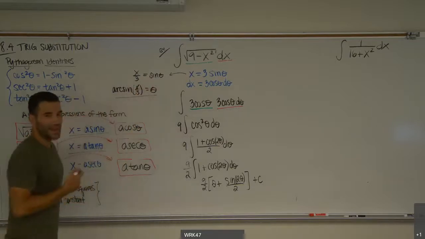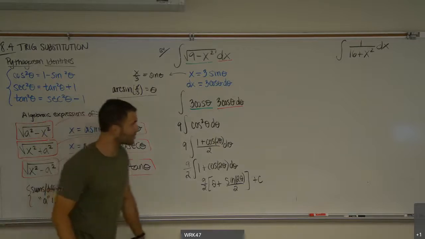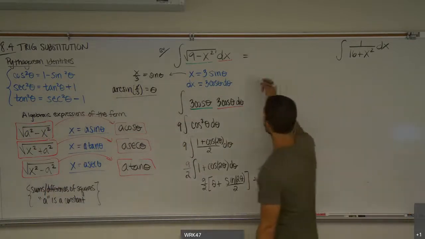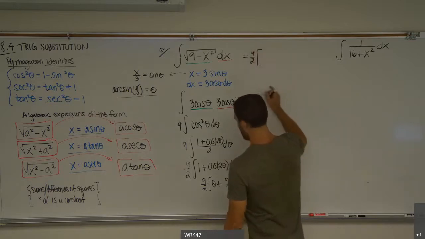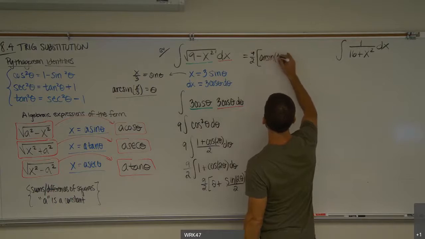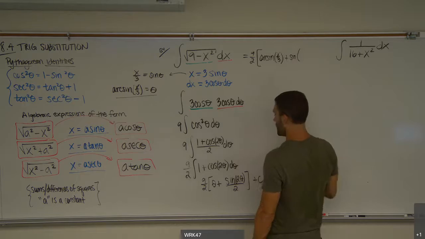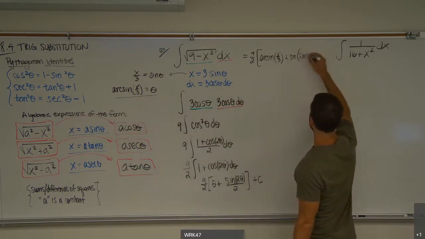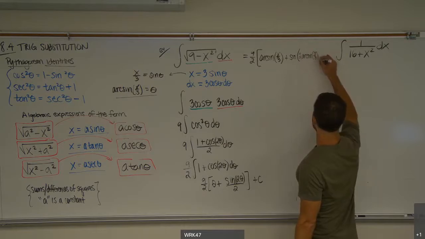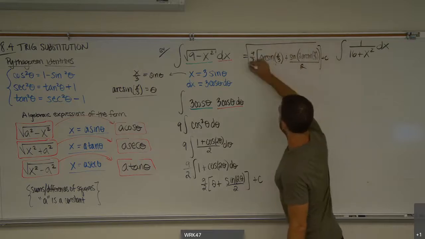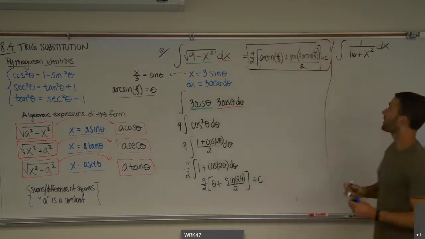And so now I can back substitute. Now I have theta in terms of x. Now the answer doesn't look very nice, but it is an answer nonetheless. So we have 9/2. Theta is replaced with arc sine of x over 3 plus sine of 2 arc sines of x over 3 over 2 plus c. And so the answer doesn't look nice, but it is the answer.